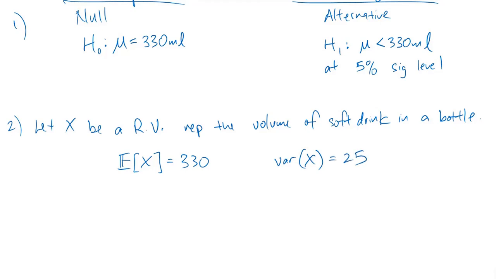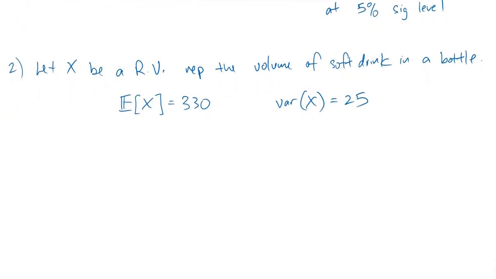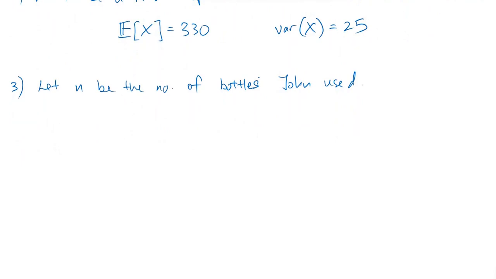Let's go the theoretical way first. That means if I were to conduct my experiment repeatedly, let n be the number of bottles John used. That means we repeated n times. So theoretically, if I use n bottles, then the average of n bottles I will denote by X bar. It is supposed to be a distribution, because theoretically we don't know the exact volume of each bottle. We only know the behavior. There's some kind of distribution.